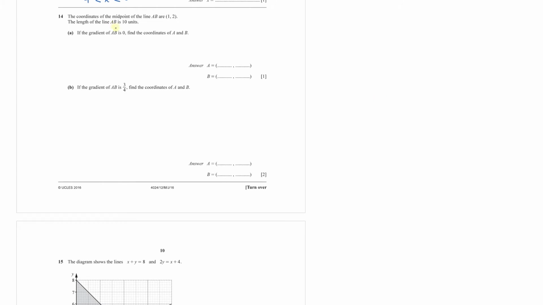Moving on to question 14. The coordinates of the midpoint of the line AB are 1, 2. The length of the line AB is 10 units. If the gradient of AB is 0, find the coordinates of A and B.